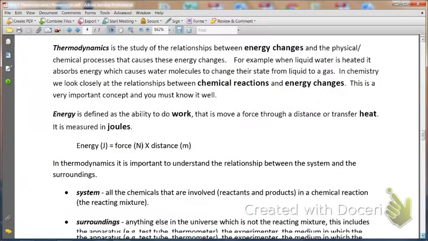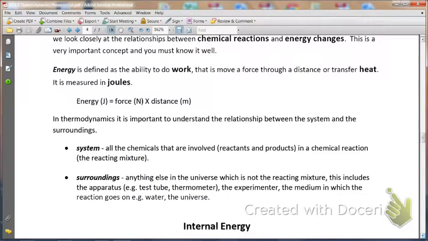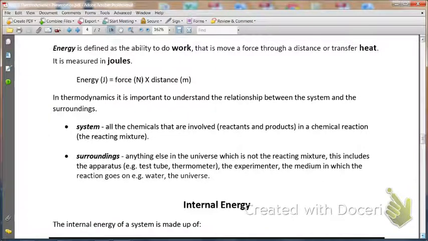So what exactly is energy? What does this word energy mean? Well, in this class, we're going to define energy as the ability to do work. That is, to move a force through a distance or to transfer heat. So energy gives us the ability to move, the ability to do work. It's important for us to have energy so that we can actually do work and move our bodies and do the things that we need.